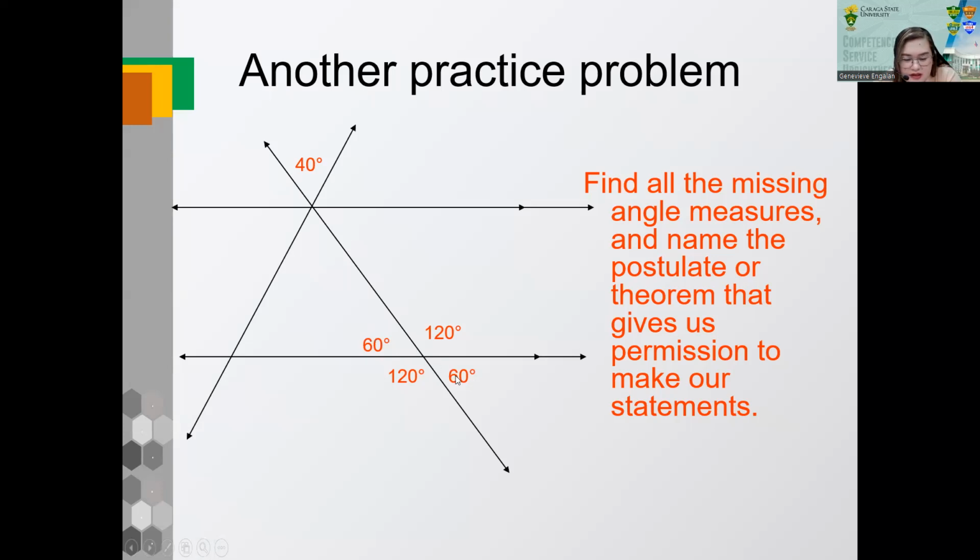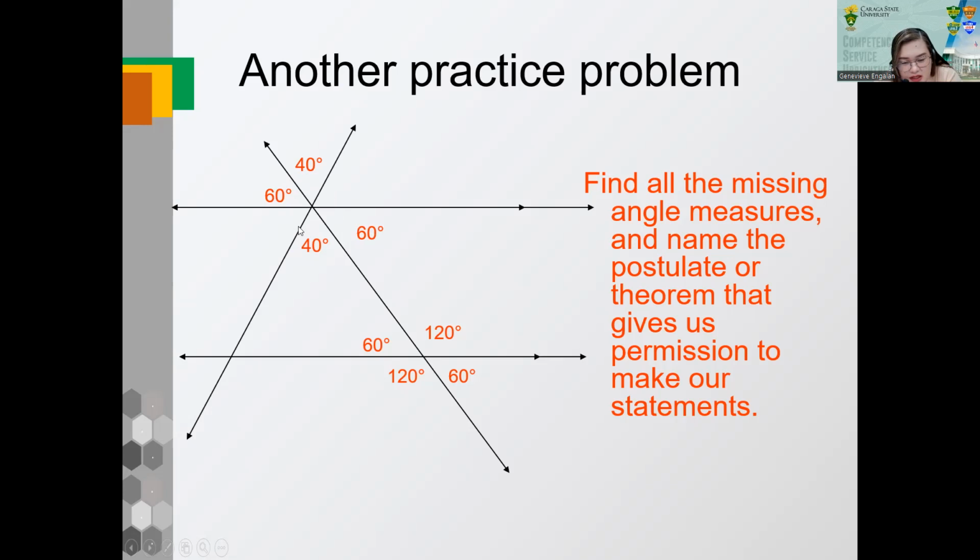Okay. How about this? Nganong 60 man ni? Alternate interior angles. Okay, how about this one? Vertical angle. Okay, vertical angle aning 40. So 40 po ni. So how about this? Corresponding. Pwede siya corresponding ani, pwede po vertical ani. Okay, unsa pay lain nga angle wala na pakita.